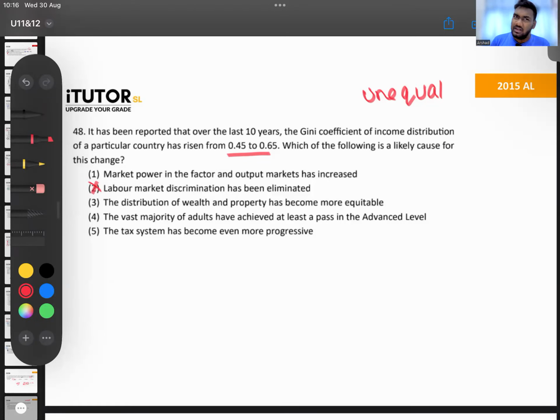Third one, distribution of wealth and property has become equitable. Now remember, we are talking about the Gini coefficient. Can the Gini coefficient talk about wealth and property? No, wealth is something else; the Gini coefficient is about income, right? You can't talk about this.